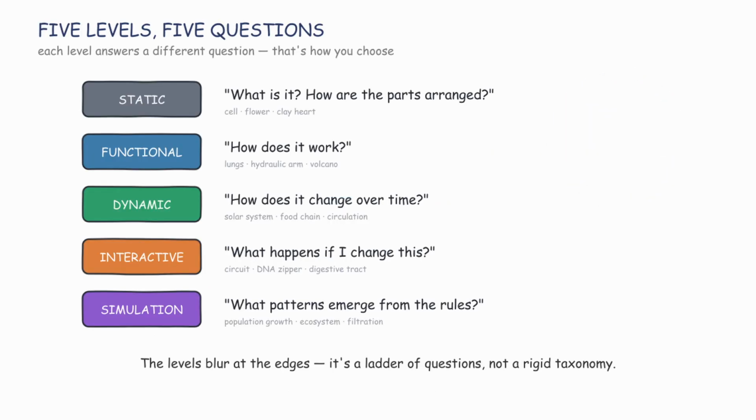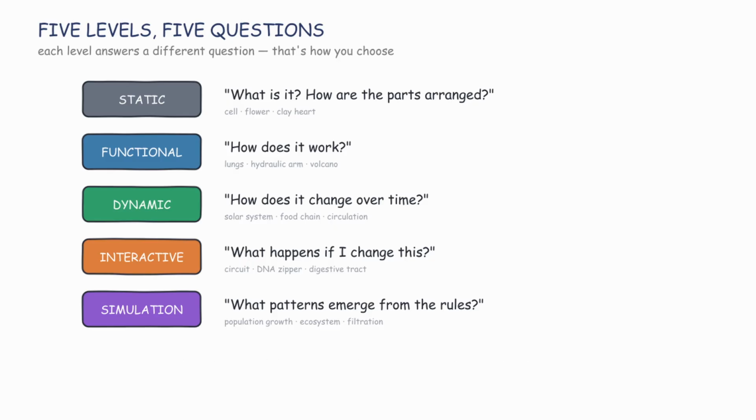Here is the powerful part. Each level answers a different question. So choosing a model is not about picking the fanciest one. It's about knowing which question you want your students to walk away with. Let us climb the ladder.